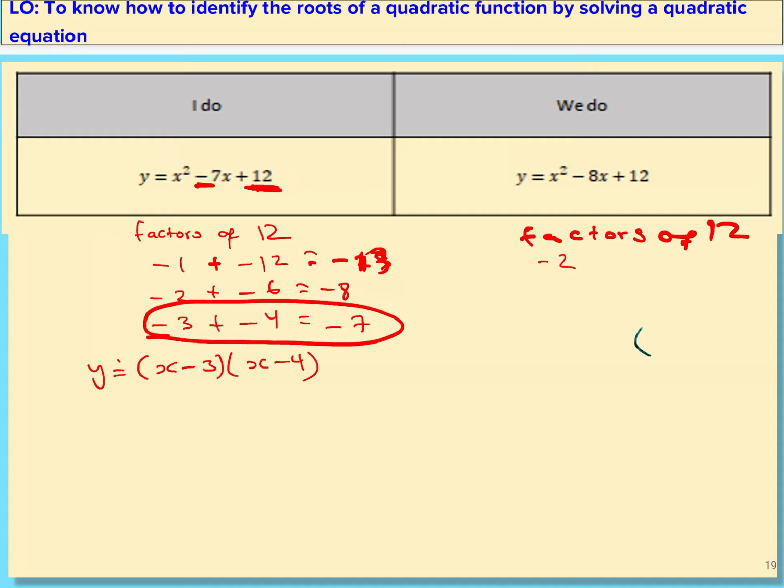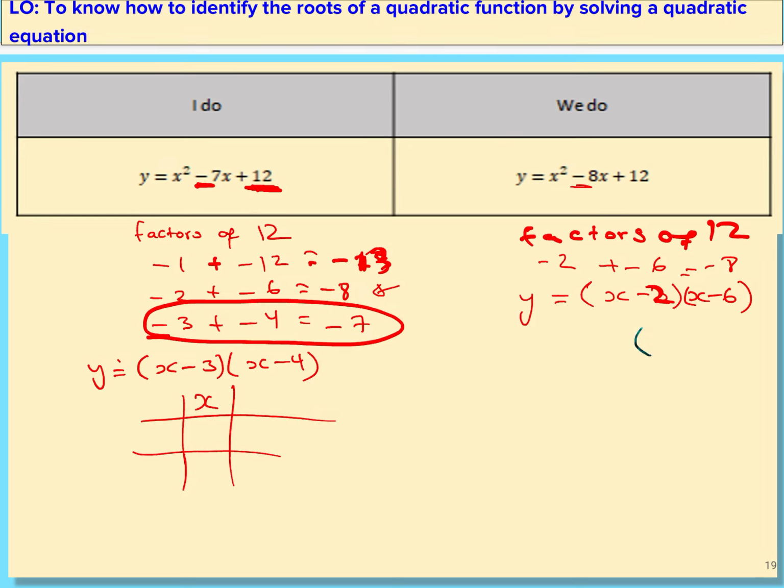Okay, we're going to go over the we do question now. We're doing the exact same steps again. So factors of 12, and we know that when they add together, they're going to have to equal -8. We're going to look at the different combinations. We can see that -2 plus -6 equals -8, so we know that's the right combination. When we factorize it, it's going to give us the answer y equals bracket x minus 2, open bracket x minus 6.